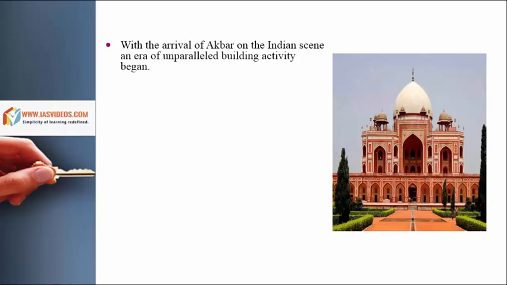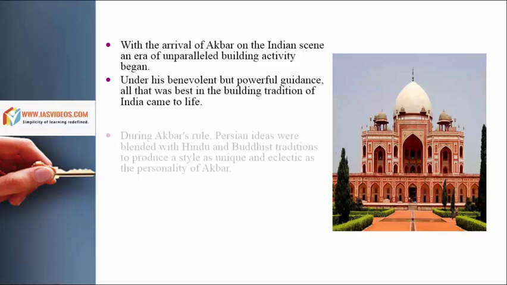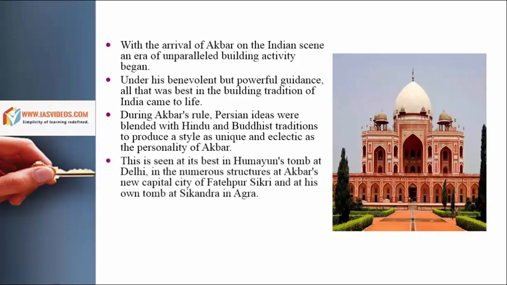With the arrival of Akbar on the Indian scene, an era of unparalleled building activity began. Under his benevolent, powerful guidance, all that was best in the building tradition of India came to life. During Akbar's rule, Persian ideas were blended with Hindu and Buddhist traditions to produce a style as unique and eclectic as the personality of Akbar. This is seen at its best in Humayun's tomb at Delhi, in the numerous structures at Akbar's new capital city of Fatehpur Sikri, and at his own tomb at Sikandra in Agra.